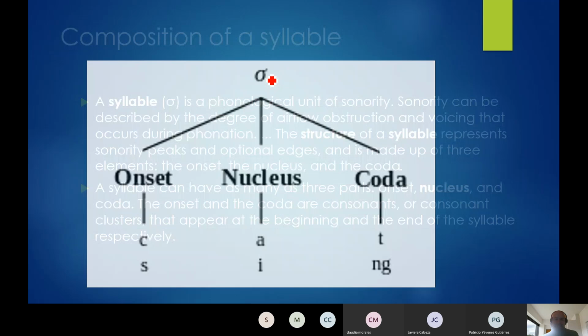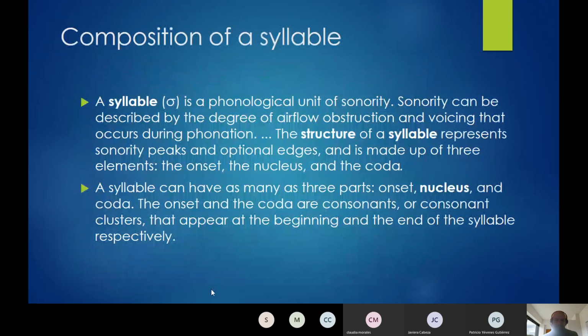So, Claudia, you could read the first definition, and then Maria Fernanda, if you could read the second one. Then we may agree or disagree with it. We can talk about this after Javiera reads the first paragraph, and Maria Fernanda the second one, please. Are you okay with that? Okay. Thanks. Do you hear me?